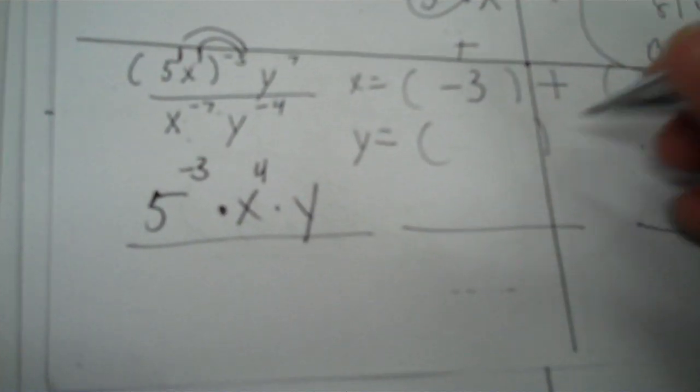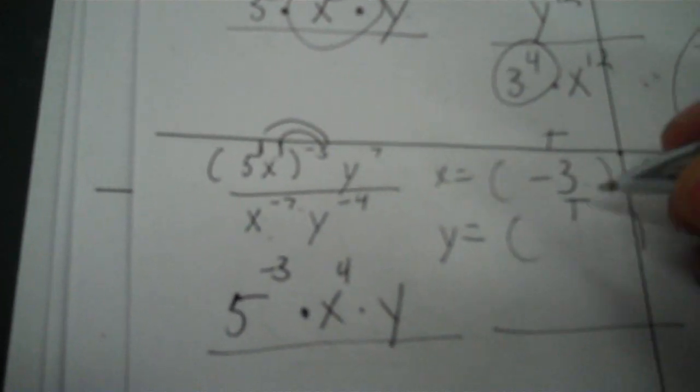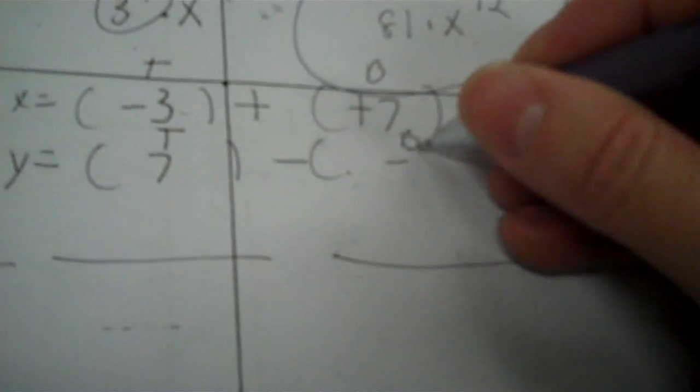Okay, now y. You also have y on top, and it's on the bottom. Top minus bottom. The y on top is to the 7th, no distribution required. The bottom, you got negative 4, no distribution required. So I have 7 minus negative 4. You can put that in on a calculator, but you're really taking 7 plus 4 when you're minusing a negative, and that's 11.